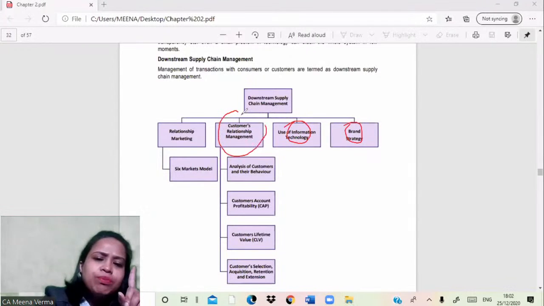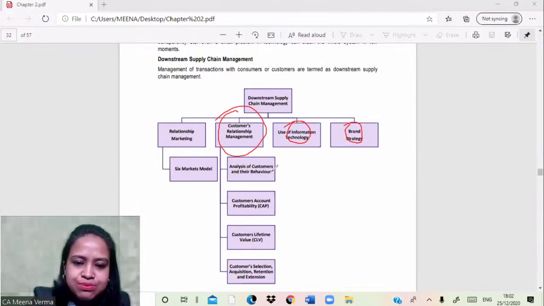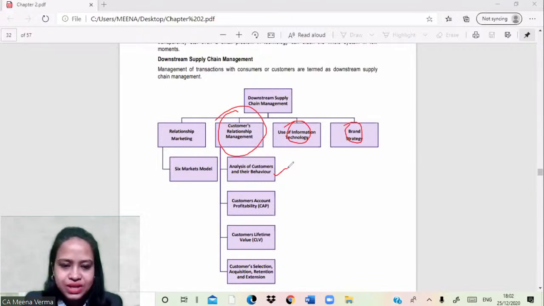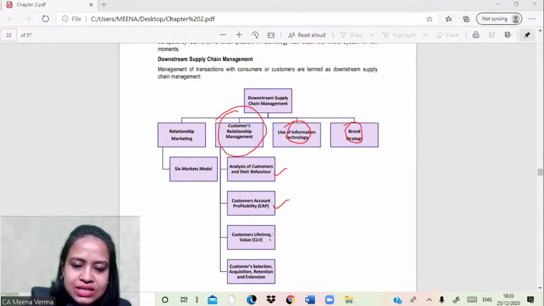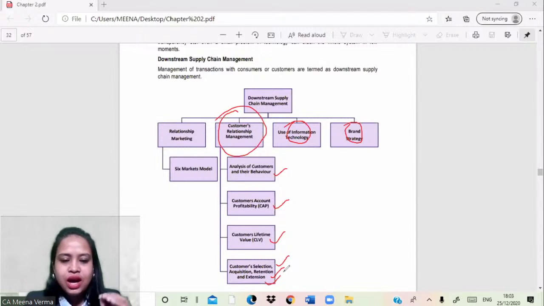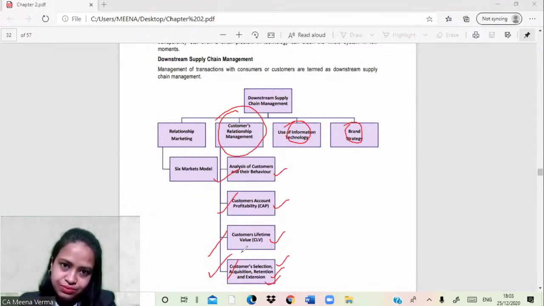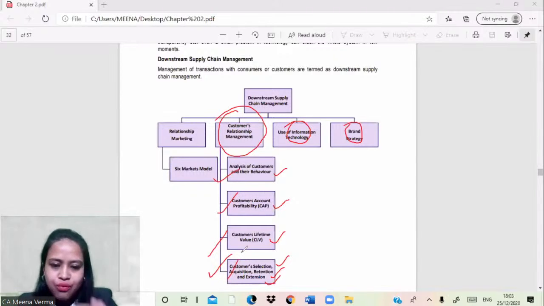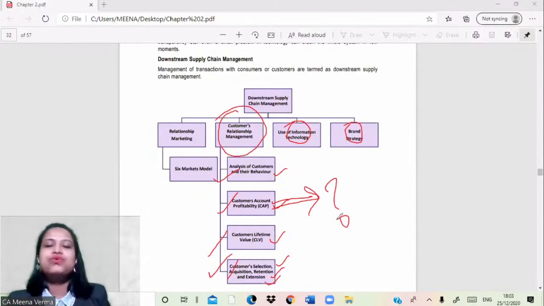The most important topic we studied here is customer relationship management. Here we studied analysis of customers and their behavior, customer account profitability, customer lifetime value, and customer selection, acquisition, retention, and extension. Out of all these topics related to maintaining the relationship with the customer, we have customer account profitability, in which we try to find out the profitable customer.